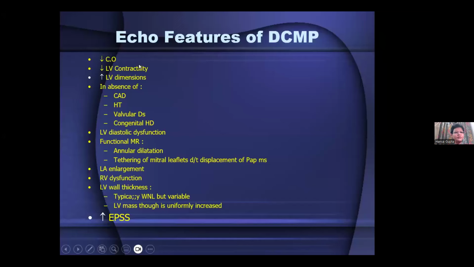So decreased cardiac output, decreased LV contractility, and increased LV dimensions in the absence of the following. There is LV diastolic dysfunction in the subsequent phase of the disease. There's functional MR, which I discussed, LA enlargement, RV dysfunction. LV wall thickness is usually normal, but may be variable. But the LV mass is uniformly increased because the chamber size is increased. The thickness is generally not altered. And there is increased E-point septal separation.